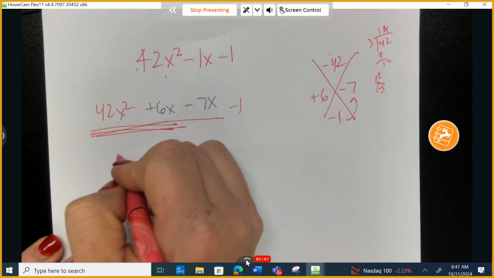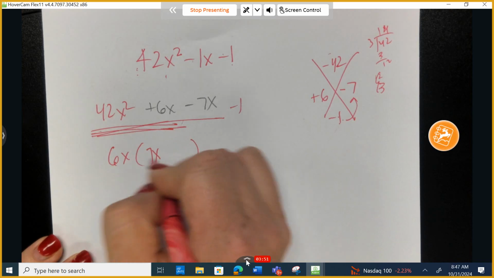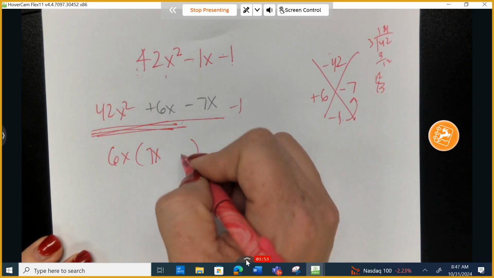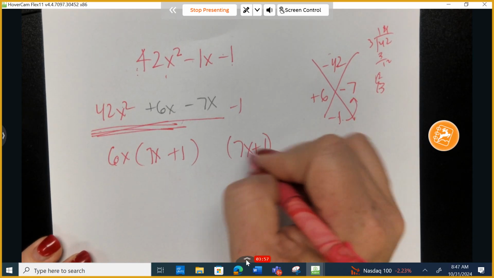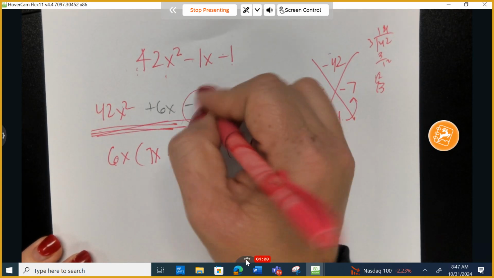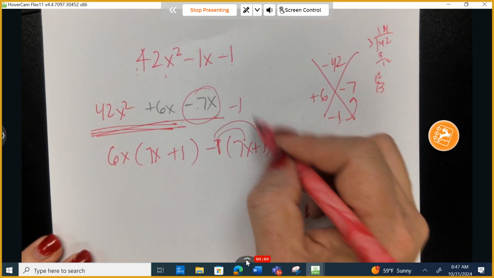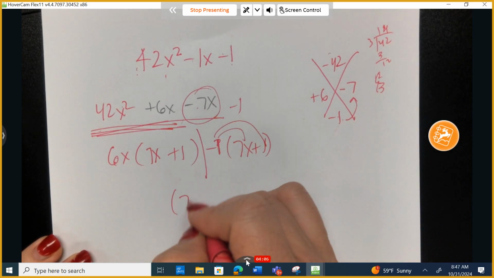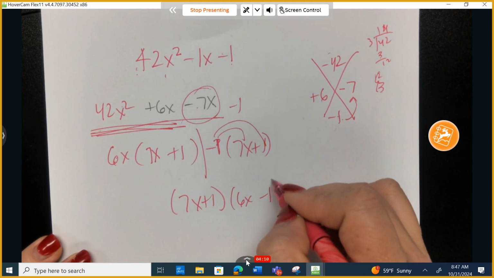What can I take out of both terms? A 6x. 6 times 7 is 42. Make sure you have an x in each to get x squared. 6x times 1 is a positive 6x. What number times 7x gives us a negative 7x? That'd be a negative 1. There's a negative 7x and a negative 1. They both contain a 7x plus 1. In front of the first group is a 6x, and in front of the last group is a negative 1.